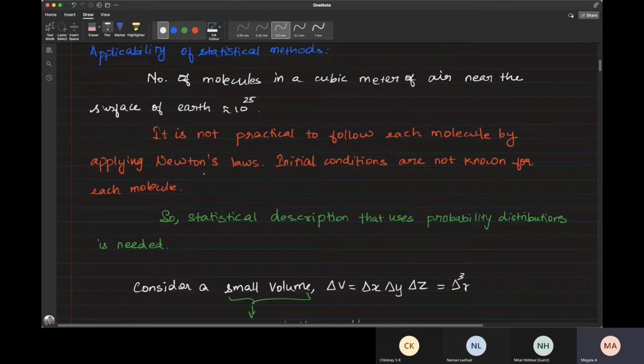So this is what is done in Lagrangian description and particle-based solvers. But however, it's very difficult to follow each molecule by applying Newton's laws. In particle-based solvers, they don't take all the particles. They just take some representative number of particles and follow each of them. So since it's difficult to follow all the molecules, we go for a statistical description that uses probability distributions.